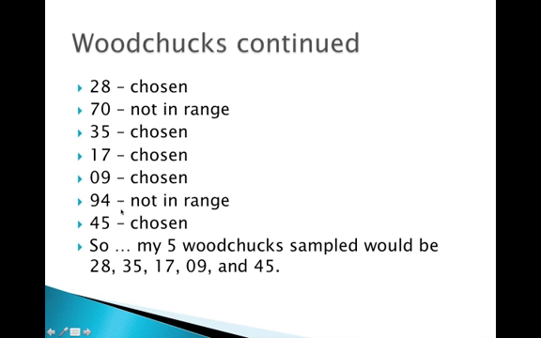But let's say before we got to 45, one of these other pairs of numbers that represent a woodchuck showed up again. Let's say 17 showed up again. We would ignore 17 just like we do 94 and 70 because one woodchuck can't be selected twice. In other words, you wouldn't ever have 28, 35, 17, 09, and 17. You have to choose a different one because remember, each of those numbers represents an actual little critter.